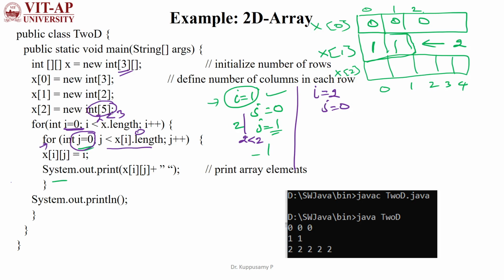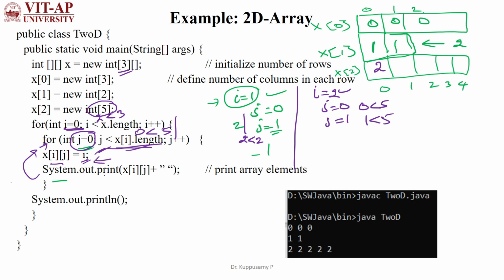So the J value is 0, and the condition is 0 less than x of I dot length, which is 5. So it is true. Once it is true, x of I j gets the I value, which is here 2. So 2 is being written here. Then J is incremented again, so J equals 1. So 1 less than x of I dot length, which is 5, is true. Once it is true, this statement will execute.